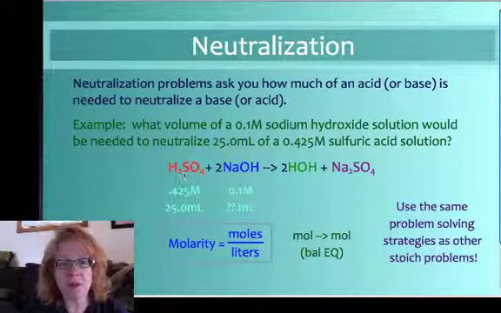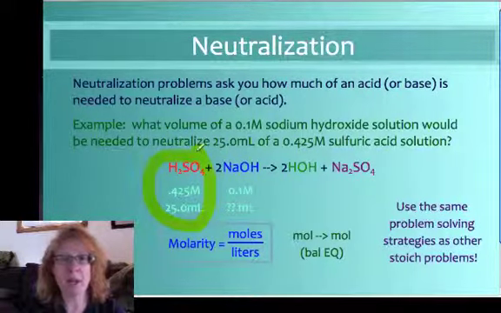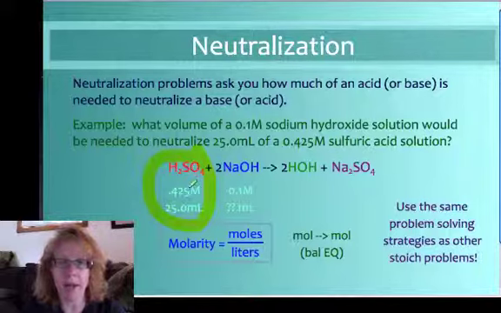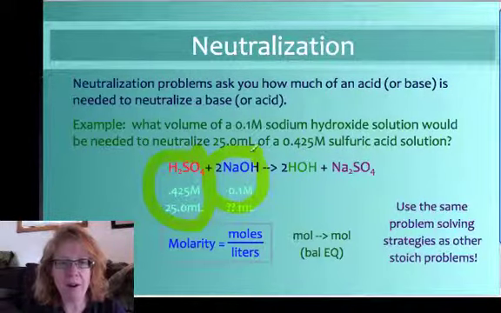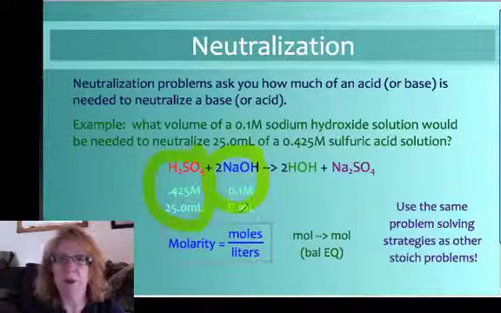But again, here's the strategy that I use. Typically, I will write the things directly below the chemical that I know. So I know that I've got a 0.425 molar sulfuric acid solution. I know I've got 25 milliliters of it, so I write it directly below that chemical. And I know I'm trying to figure out how much of the sodium hydroxide I need. So again, it's 0.1 molar. I know that from the problem. And I put a question mark for the number of milliliters.